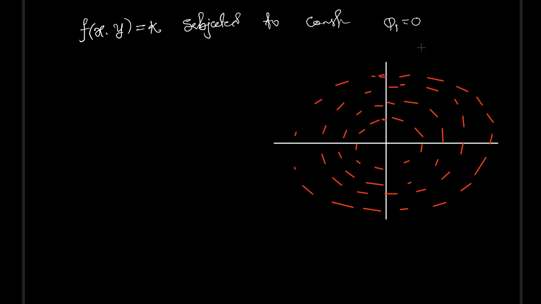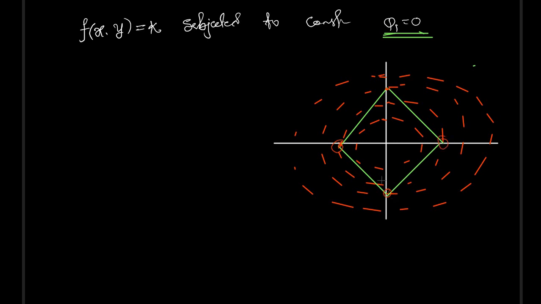After drawing the level curves, you draw the given constraint. Let me assume the given constraint is a kind of a box like this, a rhombus. This is the given constraint. On this constraint, I would like to find maxima or minima of the function. So maxima or minima is definitely going to be attained at this point. One point is this, another point is this, another is this, and another is this.